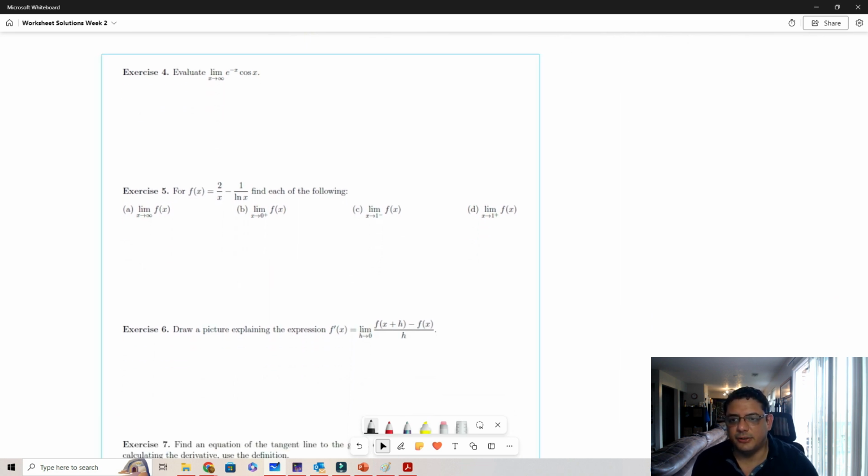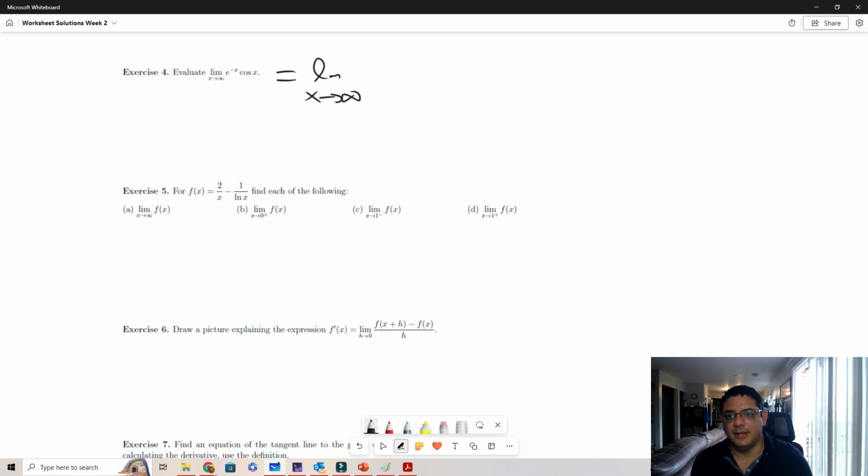Now, limit when x goes to infinity of e to the minus x cosine of x. So this limit is going to go to 0. And the reason why you know this is because, well, first of anything, e to the minus x goes to 0 when x goes to infinity. Okay, limit when x goes to infinity of 1 over e to the x, which is the same as e to the minus x, is that.